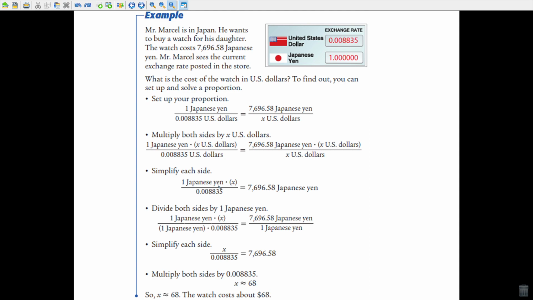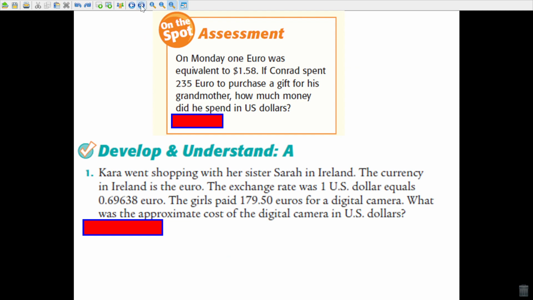Simplify each side. When you simplify it, you're going to divide both sides by 1 Japanese yen, just as it's given, both sides. Simplify each side. As you can see, now you're left with X over 0.008835 equals 7,696.58 Japanese yen. Multiply both sides by 0.008835, and your answer will be about $68. So the watch will cost about $68.